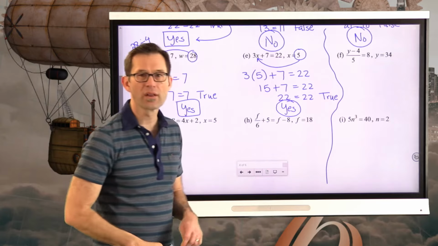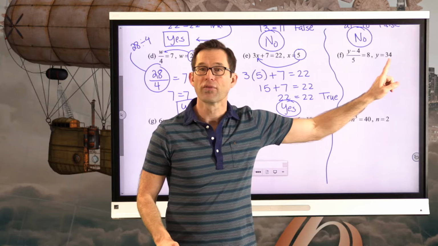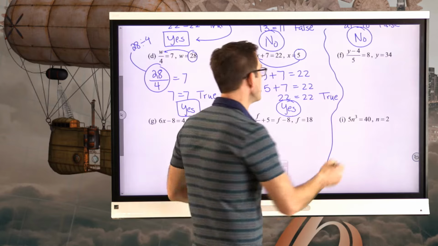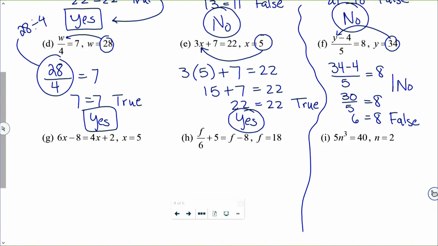All right, let's take a look at letter F, where we have additional division going on here. Again, I want to take my 34 and substitute it in for y. When I do that, I'll get 34 minus 4 divided by 5 is equal to 8. That's going to be 30 divided by 5 is equal to 8. 30 divided by 5 is 6. 6 is equal to 8. That is most certainly false. So the answer is no. That is not a solution.